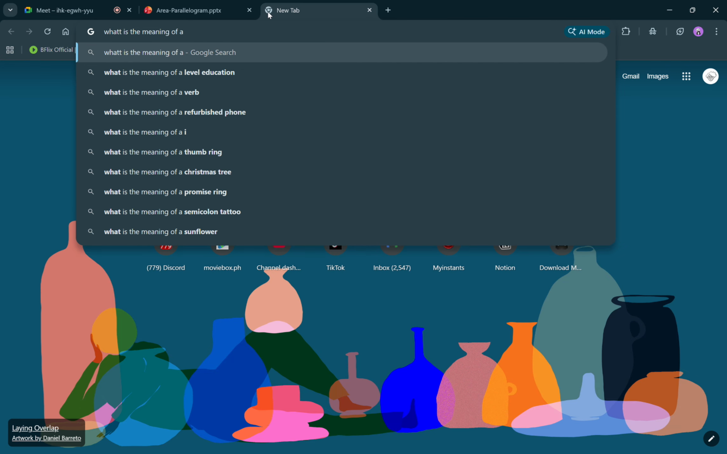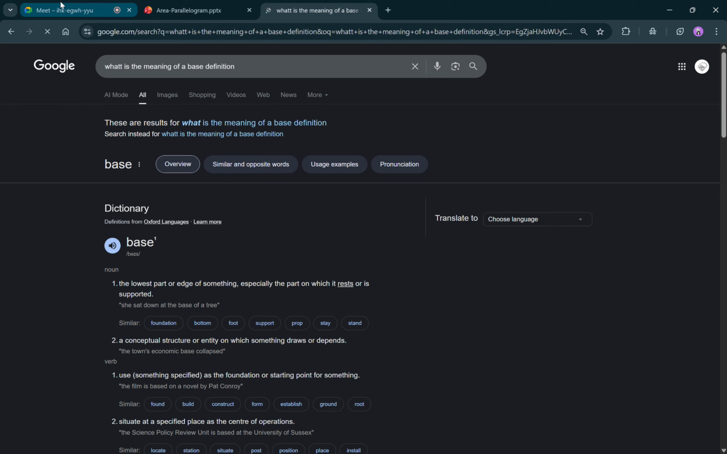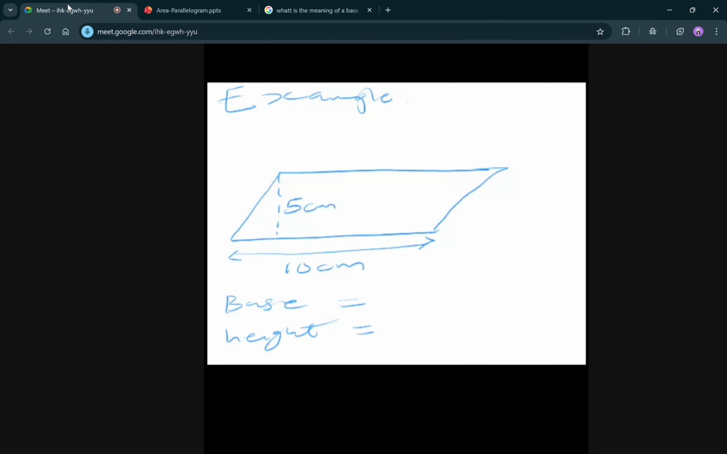What is the base of this parallelogram? What are you typing? What exactly are you typing right there? I don't know what is the base there.